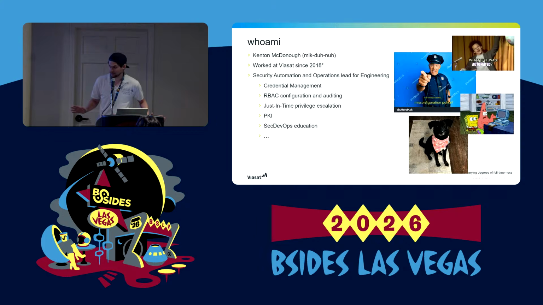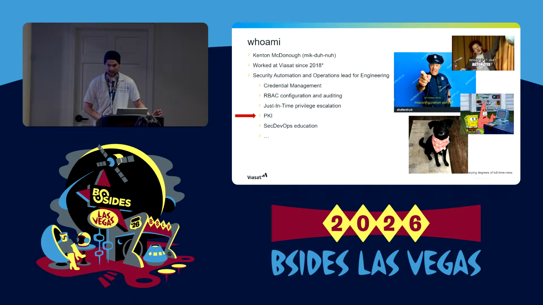Okay, my name's Kenton McDonough. That's phonetic spelling of my name. I work at Viasat, a satellite internet service provider. I've been there since 2018 in various degrees of full-time-ness, so I like to think I know what I'm doing, but there's a big world out there. I'm our security automation operations lead for engineering, so that means I do credential management, RBAC configuration and auditing, just-in-time privilege escalation, PKI, SecDevOps, and half a dozen other things.